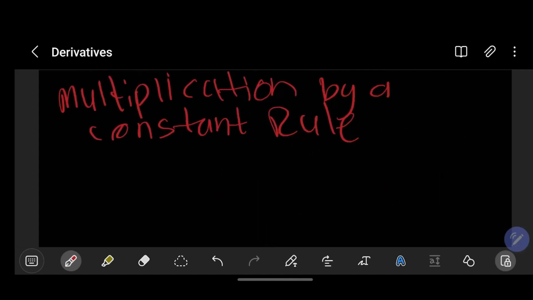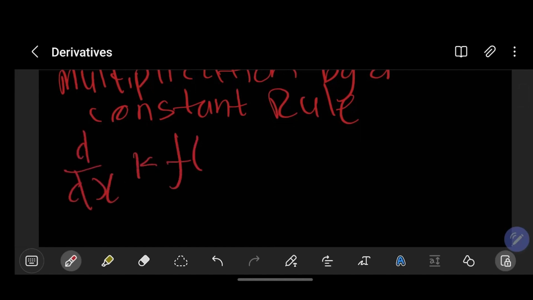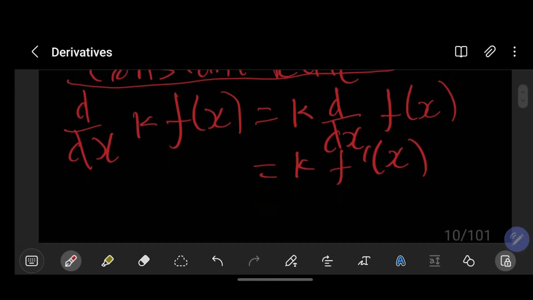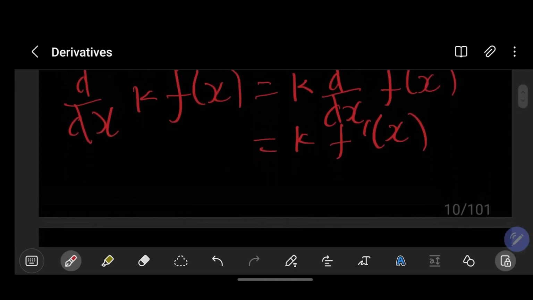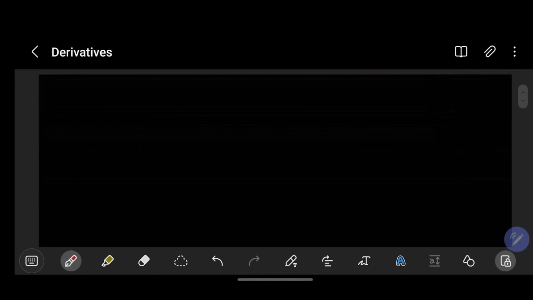All right, so let's take a look at the multiplication by a constant rule. As we've seen, this says that d dx of a constant k times f of x is equal to k times d dx of f of x, or k f prime. Quite simple, and quite similar also to the integral rule, where instead of finding the derivative, we find the integral of f of x. So let's take a few examples.